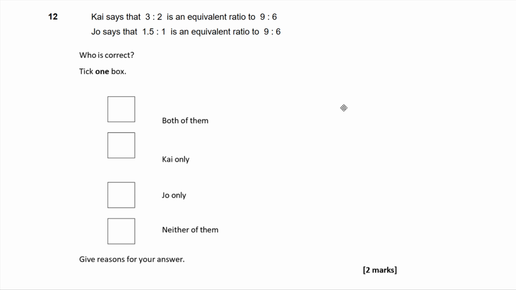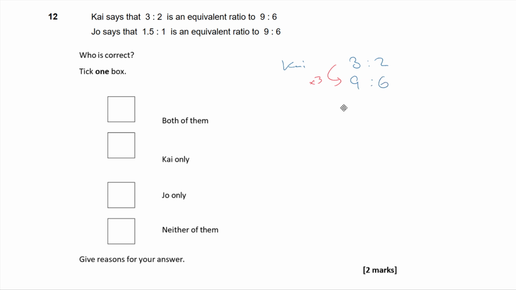Question 12. Kai says that 3 to 2 is an equivalent ratio to 9 to 6. Joe says that 1.5 to 1 is an equivalent ratio to 9 to 6. Who is correct? Tick one box, give reasons for your answer. Okay, well, for Kai, we've got the starting ratio of 3 to 2. Now, if I take that and I times it by 3, then I'm going to get 9 to 6, aren't I? So these are two equivalent ratios.